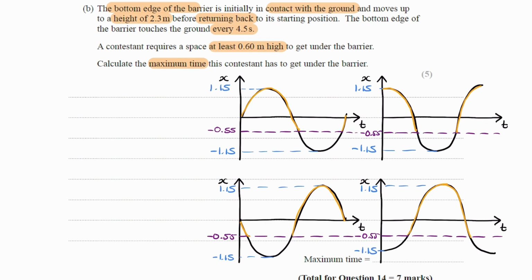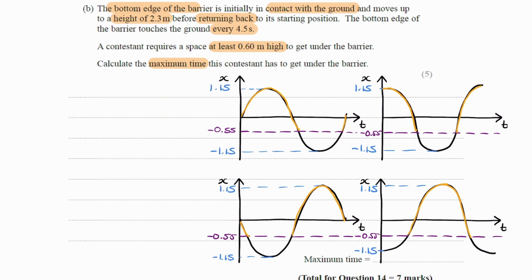So I'll highlight these regions. These orange regions here are where x is bigger than minus 0.55, which is, again, where the bottom of the barrier is above 0.6 meters from the ground. The negative cos graph is the only one where we have a continuous orange line. And we can really imagine what's happening from the person's perspective using this graph.